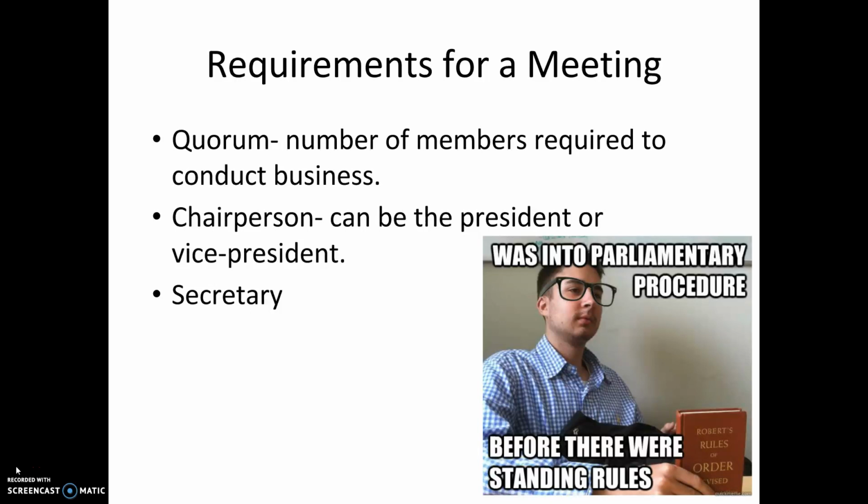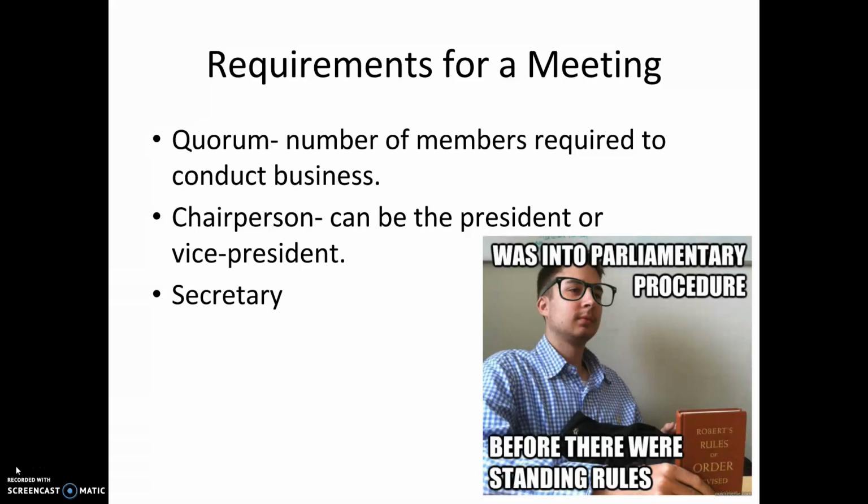There's several different requirements for a meeting. The first is a quorum, and the quorum is the number of members that are required to conduct business. And typically we say that this is a benchmark of 2/3 of your total membership. So if we look at our FFA program, which has approximately 60 members, we would have to have at least 40 of them present in order to conduct business.